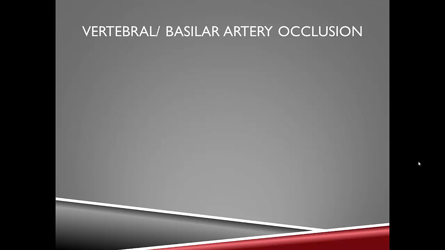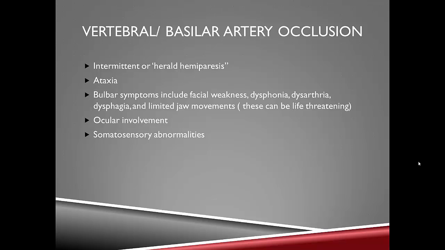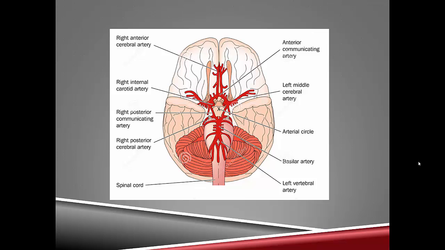Finally, the vertebral or basilar artery. With this, you can have what's called intermittent or herald hemiparesis. And this could almost manifest as, or could be, a TIA. These are really hard to diagnose because they can present with anything. From ataxia, you can have some facial weakness or dysphonia or dysarthria, as well as some ocular involvement. But it also can be as mild as a patient coming in with simple nausea, vomiting, and abdominal pain. So they're very, very challenging to truly diagnose.